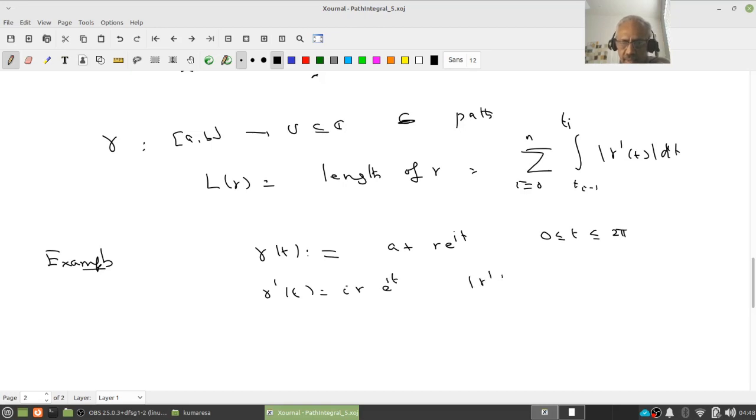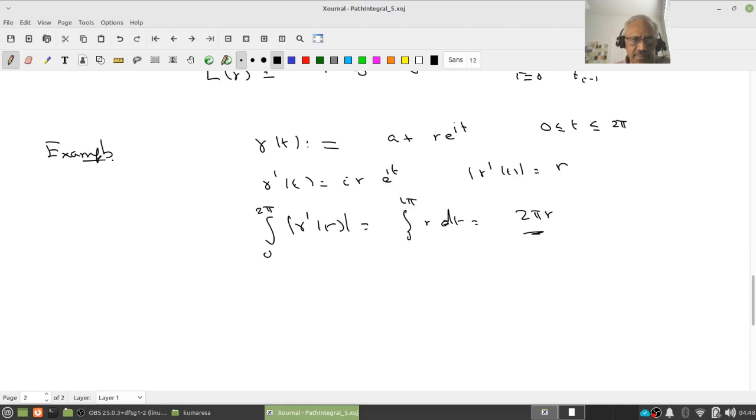Therefore, what is modulus gamma prime t? Simply r. Therefore, what is the integral from 0 to 2 pi of mod gamma prime t? That is the integral from 0 to 2 pi of r dt. This is 2 pi r. That is the length of the circle, right? That's one example. The second example should have been the first example.